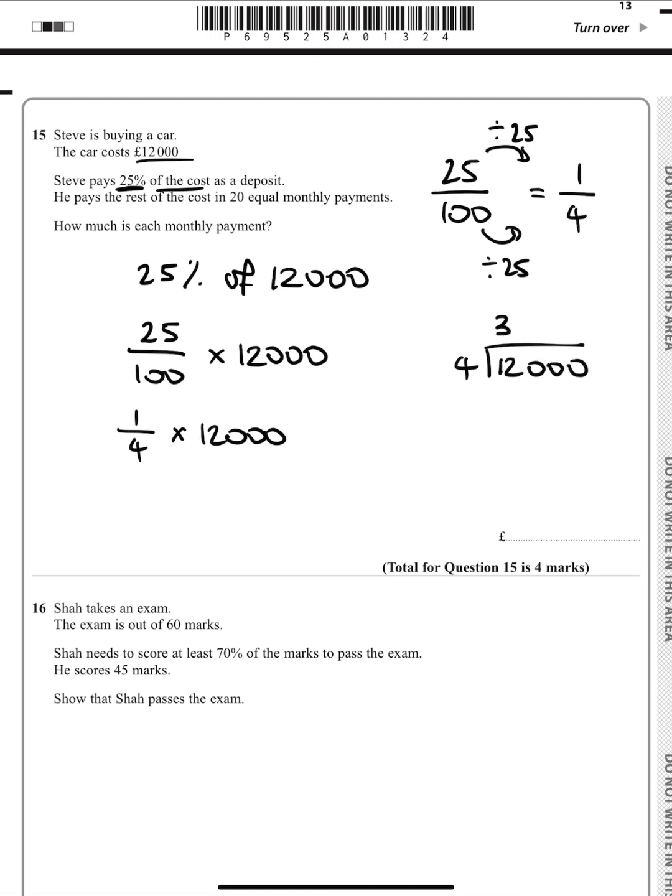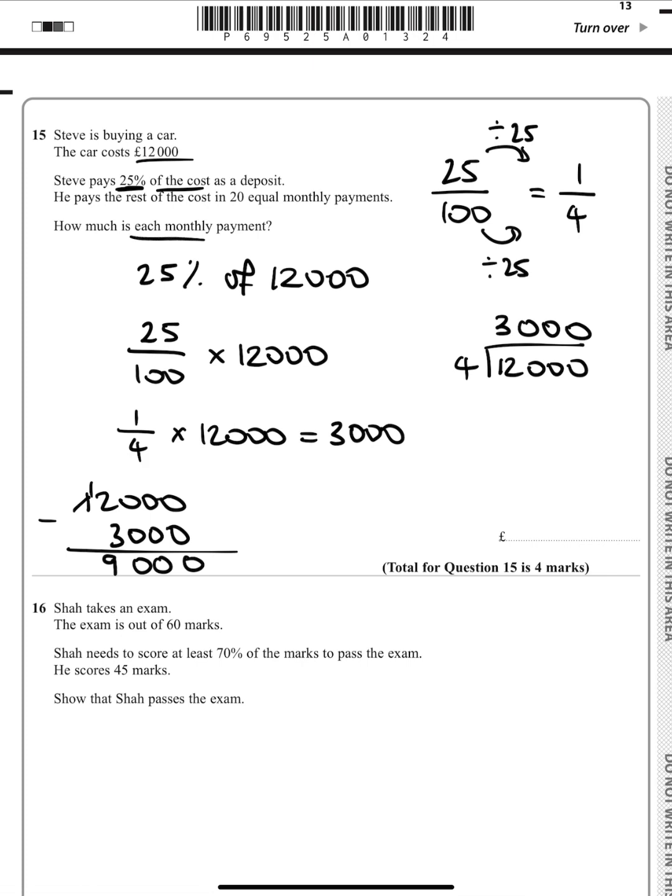4 into 12 is 3, and then I've got 0, 0, 0. So 1/4 of 12,000 is 3,000. That's how much Steve has actually paid already. So what I can now do is subtract 3,000 from 12,000. So what's left to pay is £9,000, and we're going to split that over 20 monthly payments, and we're going to split it equally. So now we need to find out how much each monthly payment is.